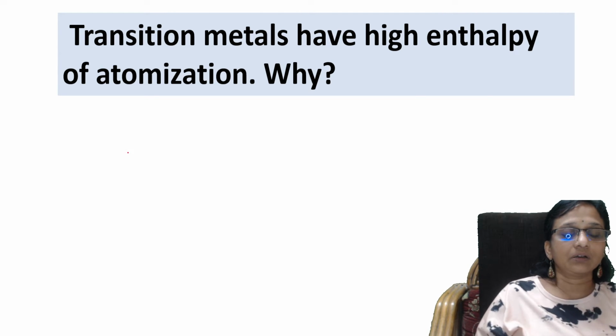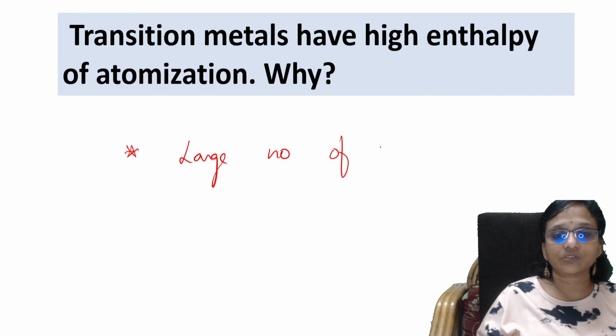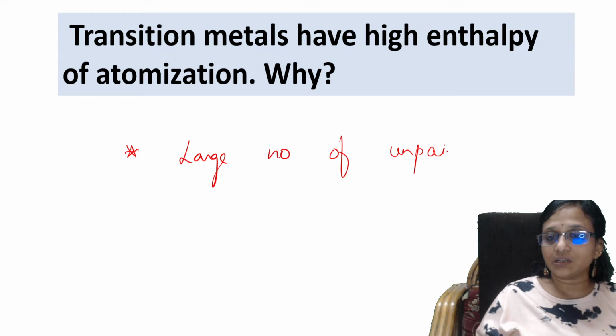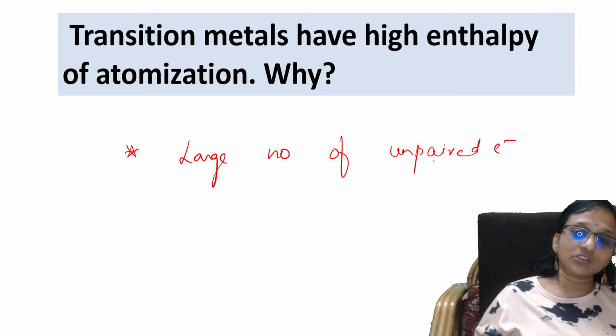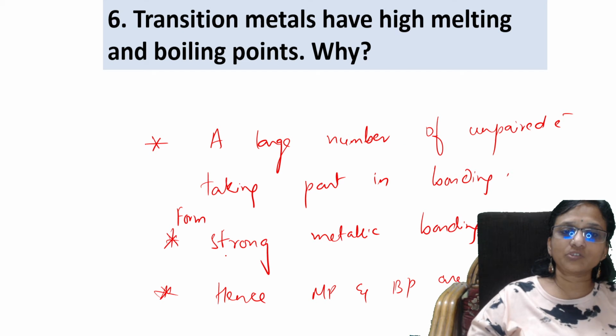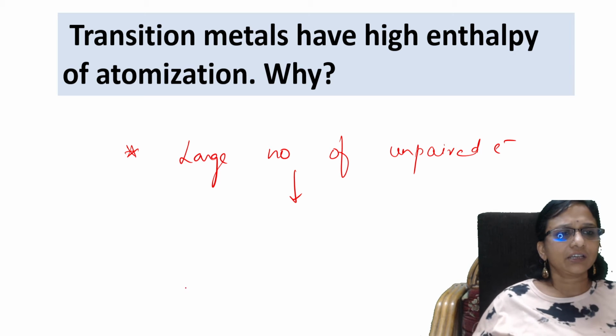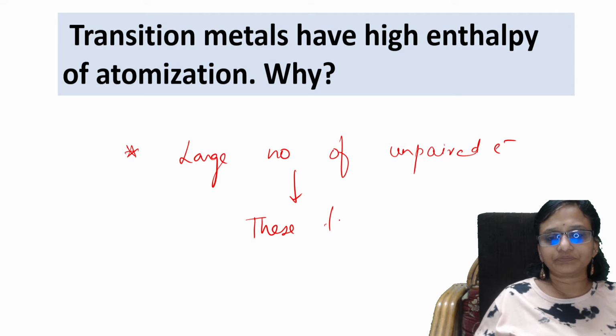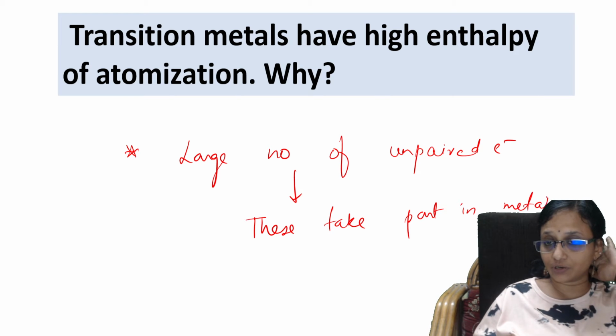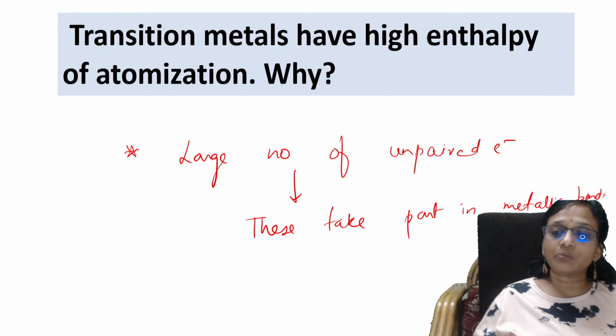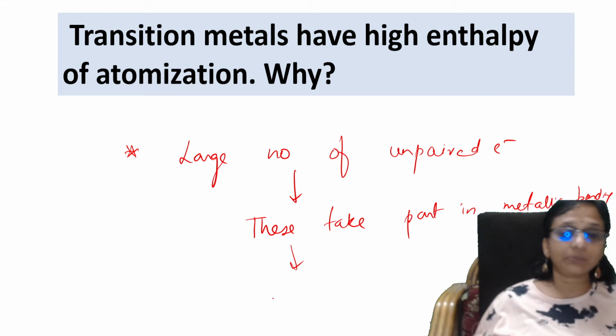Why? Remember, point number 1 is there are a large number of unpaired electrons. Correct? From D1 to D8, unpaired electrons are there. So these unpaired electrons, what do they do? Almost the same reason, students. So a large number of unpaired electrons are there. So automatically what will happen? These take part in bonding. Which bonding? Metallic bonding.